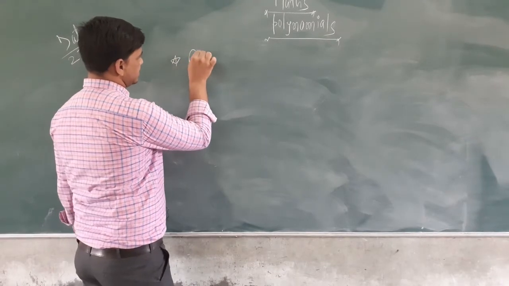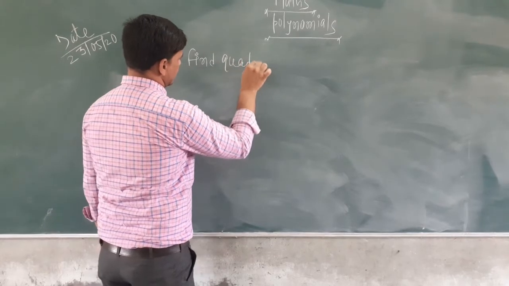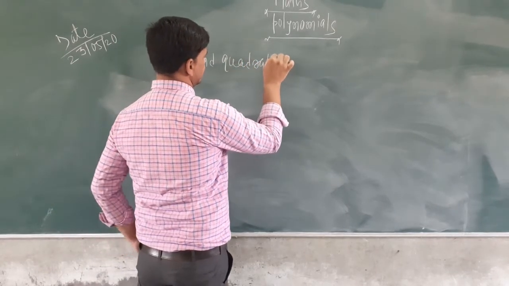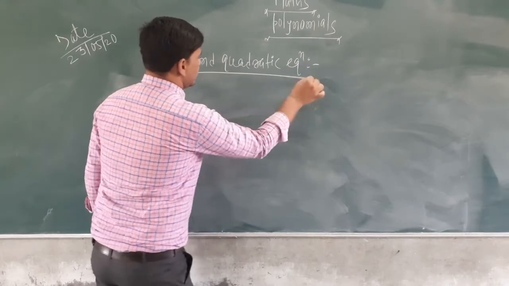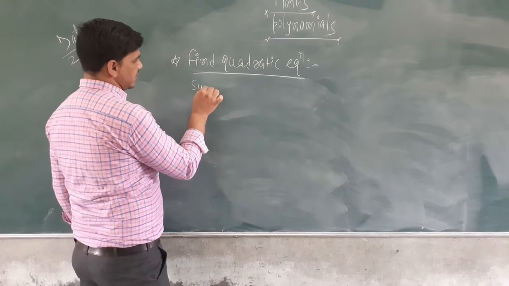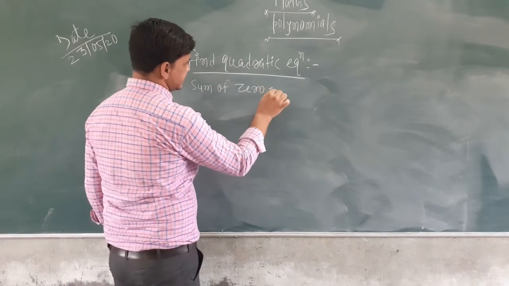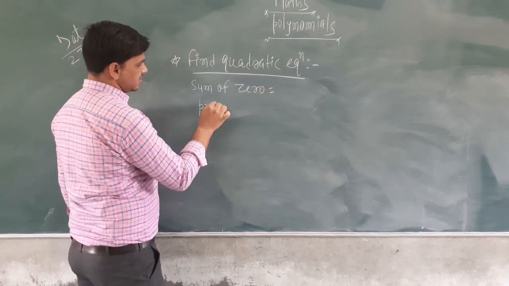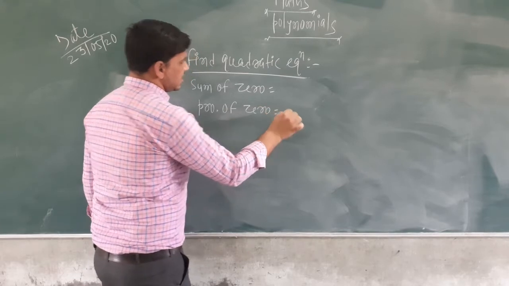Find quadratic equation. Okay. Find quadratic equation when the sum of zeros and the product of zeros is given.